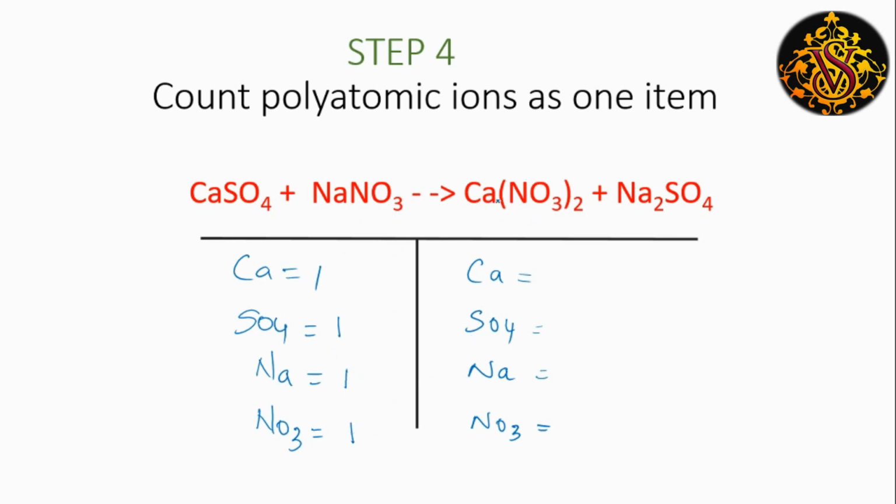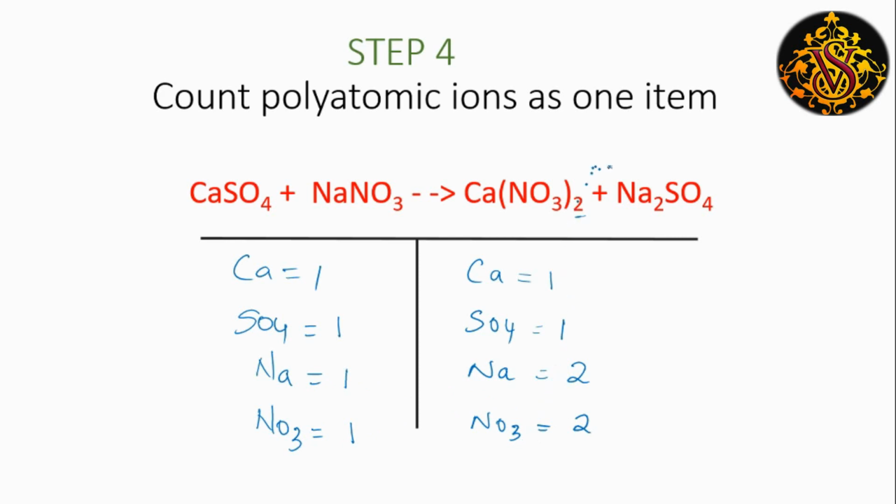and here on the right hand side we have 1 calcium, right? SO4 here we have 1 SO4 and sodium Na we have 2, and NO3 we have 2, that is 1 into 2, that is 2, we have 2 NO3, right? And now here we have sodium 1 and here 2. Here we have NO3 1 and here 2, right?